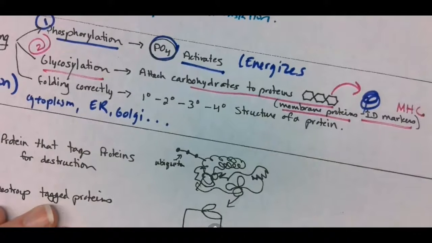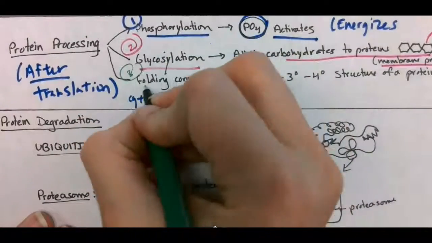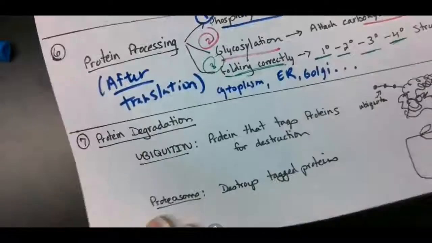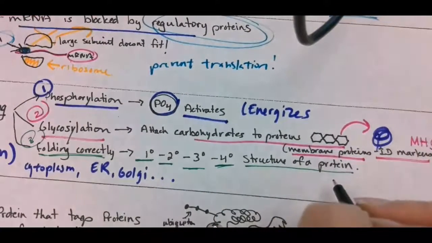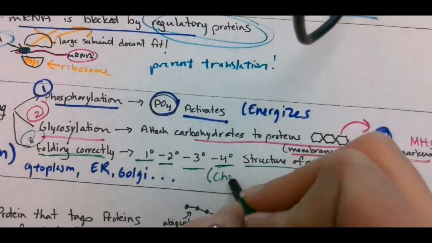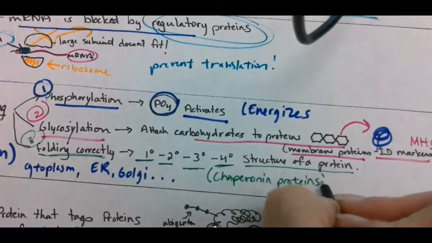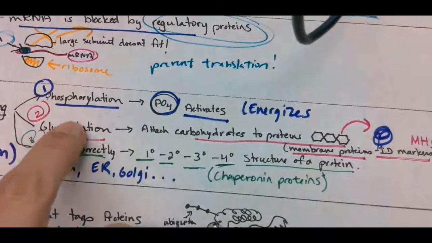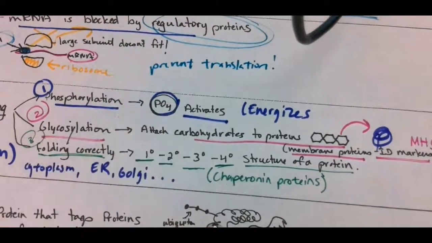Another thing that happens after translation is the protein folds correctly, from primary to secondary to tertiary, and maybe even to quaternary structure. This gives the final structure of the protein. There's actually a protein that helps proteins fold, called a chaperonin protein. This helps proteins fold up. So that happens after the proteins are made. Not all of these things happen to every protein, but these are things that can happen to proteins.